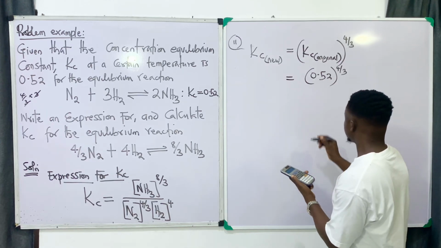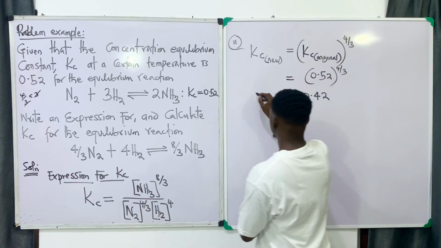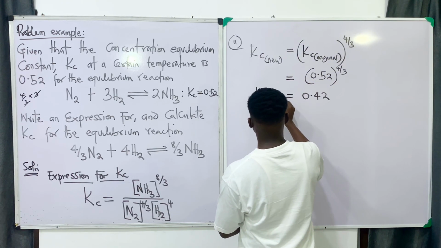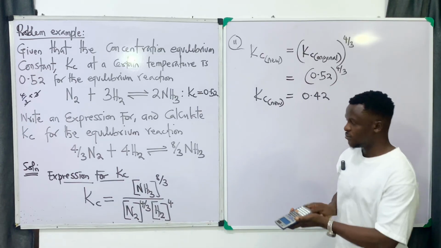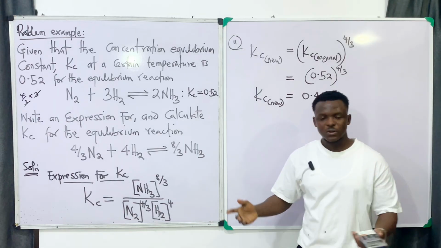So the answer to this now becomes equal to 0.42. So Kc of the new reaction, which is this, is 0.42. So it's as simple as that.